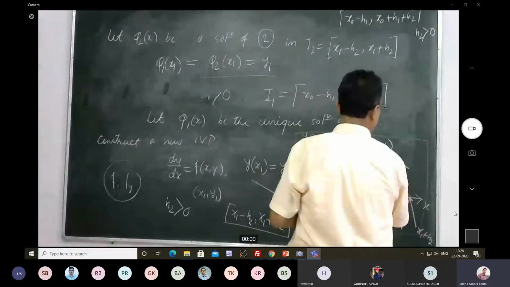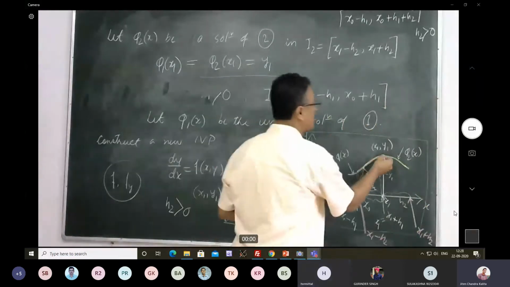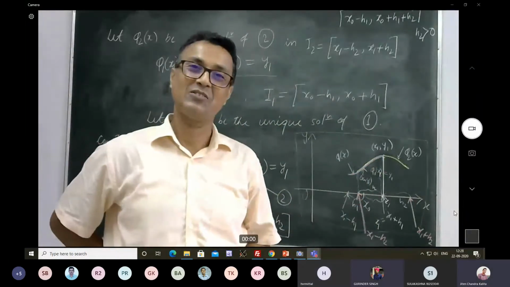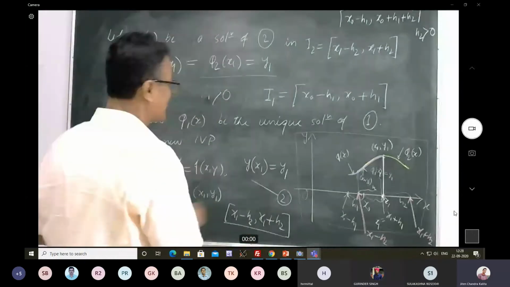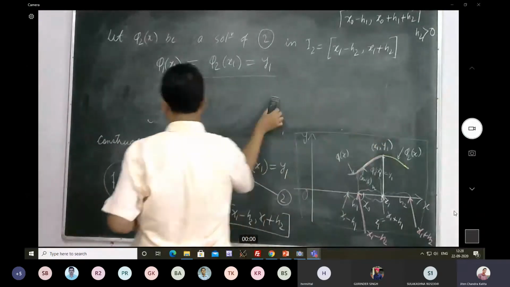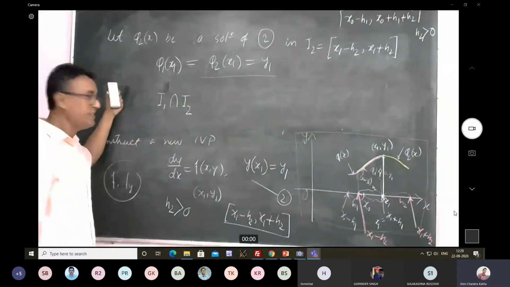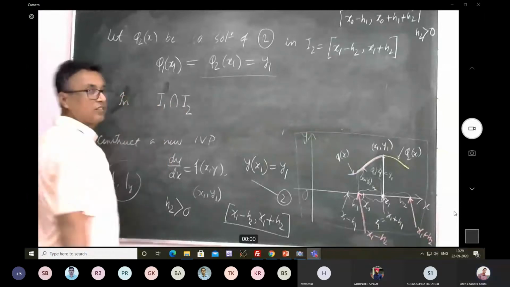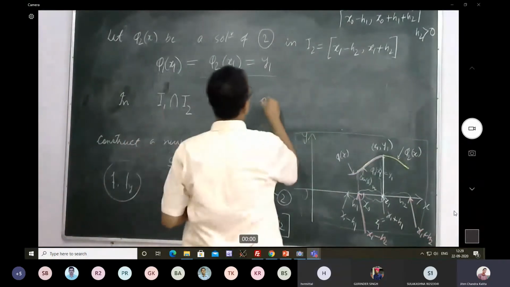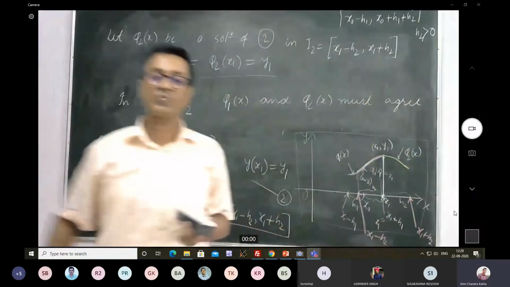Say the yellow curve is phi2 x, and the violet curve is phi1 x. Is it okay with everybody? Right? So that means the overlapping is occurring in this interval. What must happen in this interval is that phi1 x and phi2 x must agree. Fine.